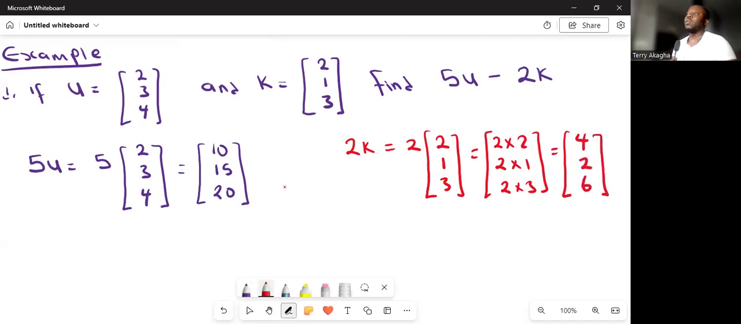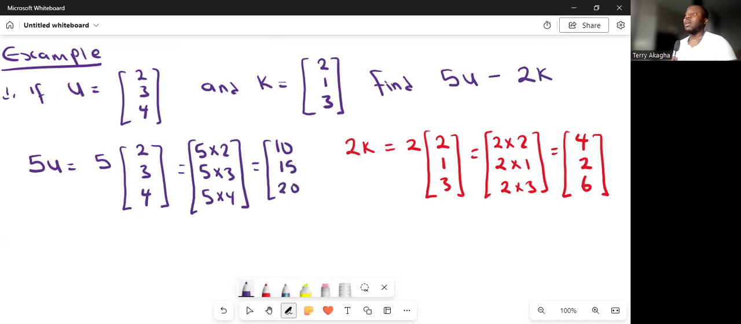Are you seeing it? Just to be on the safe side, in case anybody was lost, I'm going to repeat it again. It's going to be 5 times 2, 5 times 3, and 5 times 4, okay? And this will now give us 5 times 2 is 10, 15, and what? 20. So that's how I got the answer I had there.